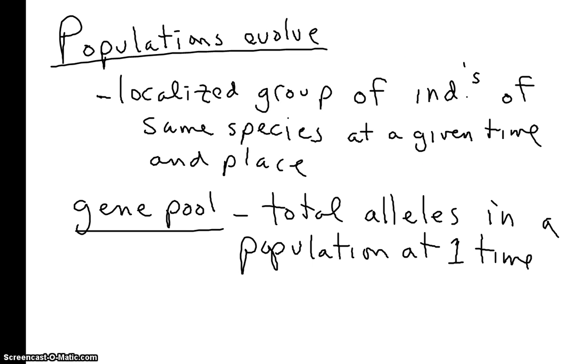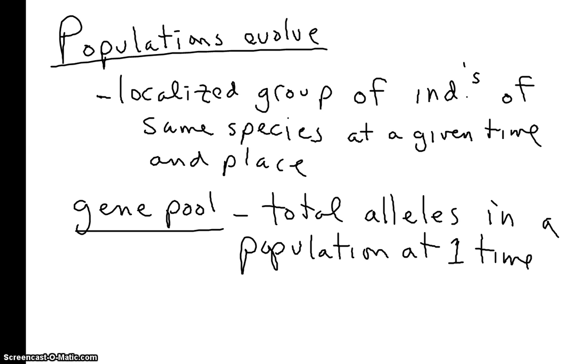So a few definitions. Again, it's the populations that evolve, not the individual. A population is defined as a localized group of individuals of the same species at a given time and place. So you, as a Survey of Biology class, could be a population. You are a group of Survey of Biology students in the same place, room 219, at the same time on B days. And when we look at this population, remember it's the genetic makeup, or the gene frequencies, that are going to be changing.